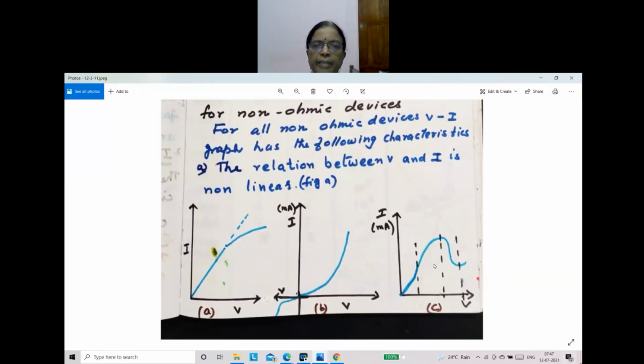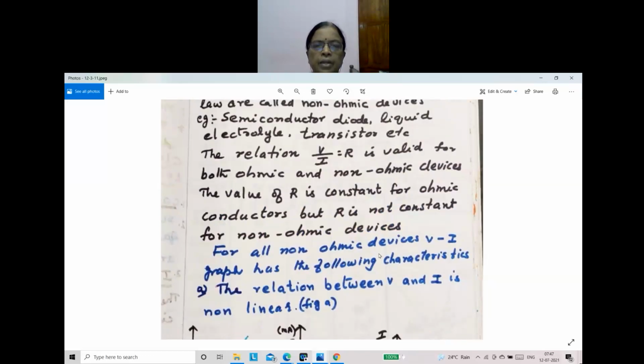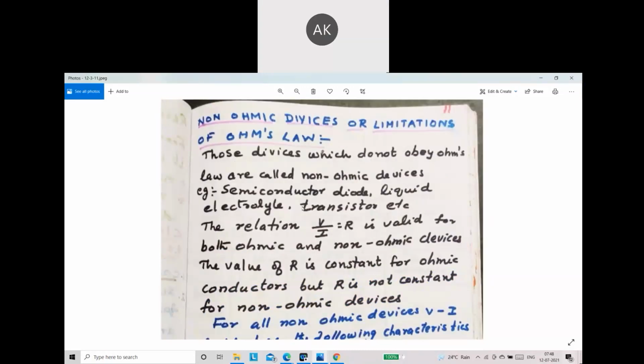So what is an ohmic material? What is an ohmic material? The material which obeys Ohm's law. Non-ohmic material means material which does not obey Ohm's law. Examples are given. Non-ohmic devices, or those are the limitations of Ohm's law. For non-ohmic devices, the graph will not be a straight line.